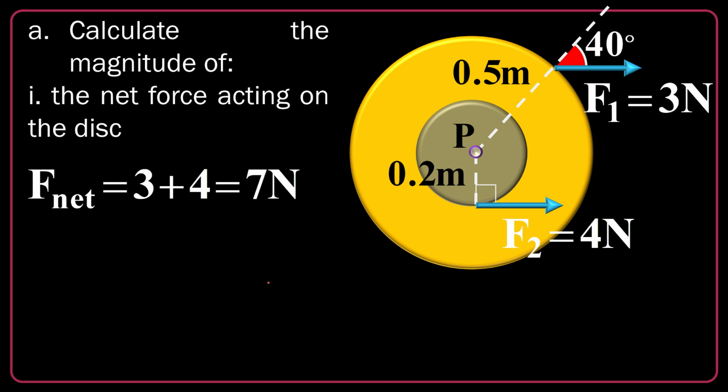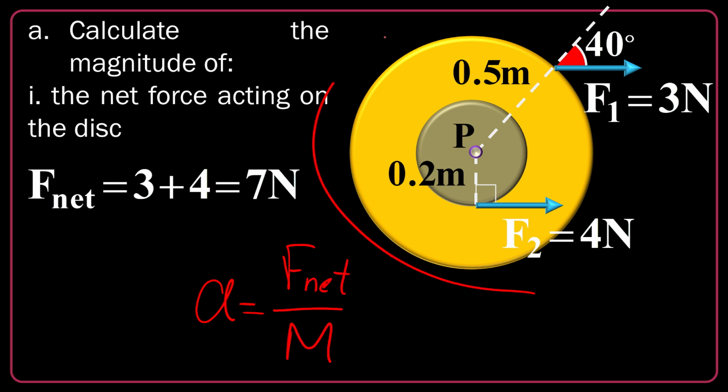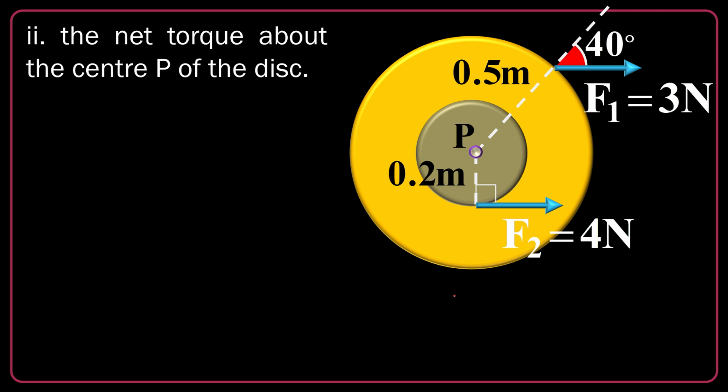The answer is 7. It's the magnitude of the net force acting on the system, and it's rightward. More than that, if they ask for translational acceleration, the normal linear acceleration is supposed to be F net divided by mass. If I have the mass of the whole system, I can easily find the translational acceleration. This indicates that the system is not in equilibrium, because it has translational acceleration. So no translational equilibrium. But let's continue for part double I of A.